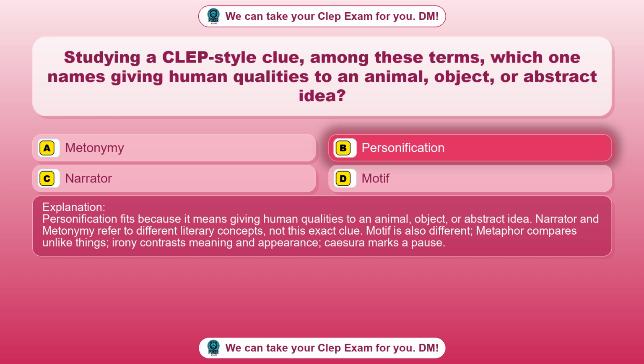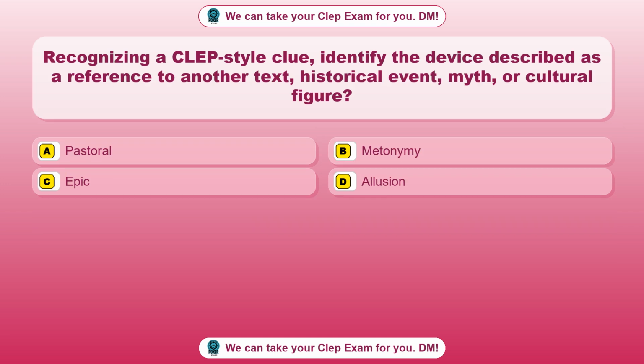Personification fits because it means giving human qualities to an animal, object, or abstract idea. Narrator and metonymy refer to different literary concepts, not this exact clue. Motif is also different, metaphor compares unlike things, irony contrasts meaning and appearance, caesura marks a pause. Question 28.